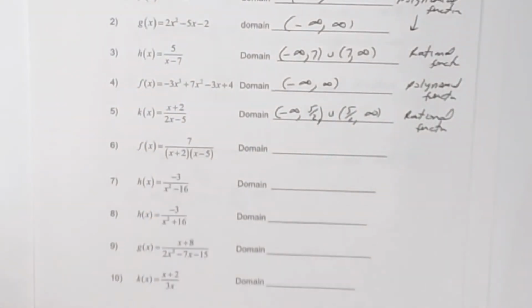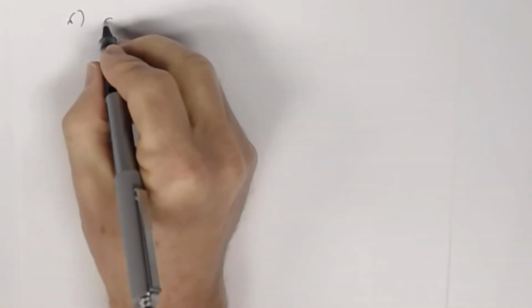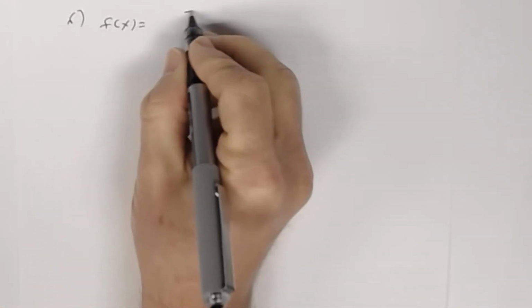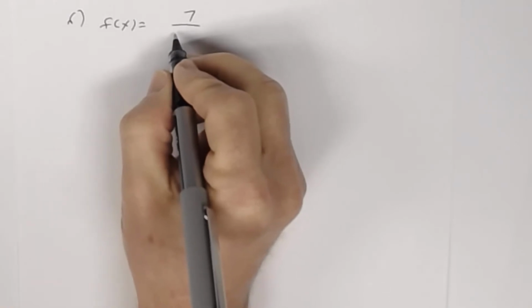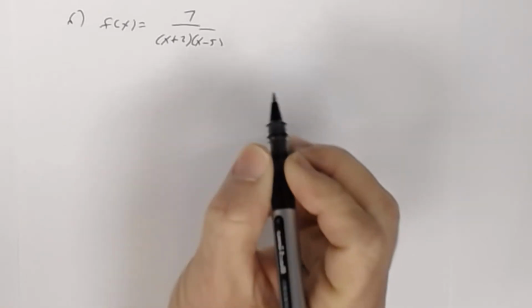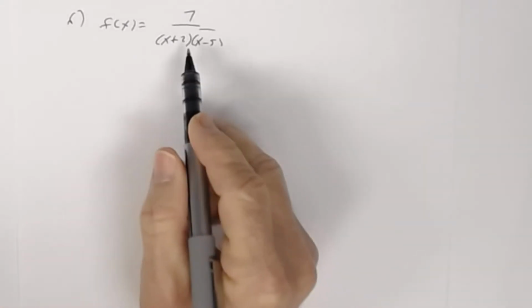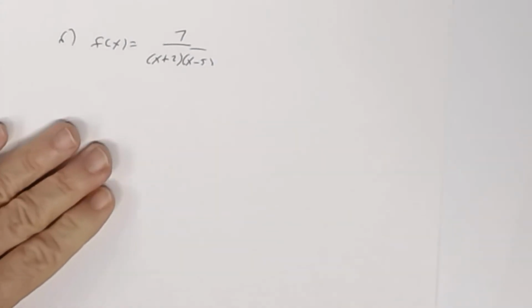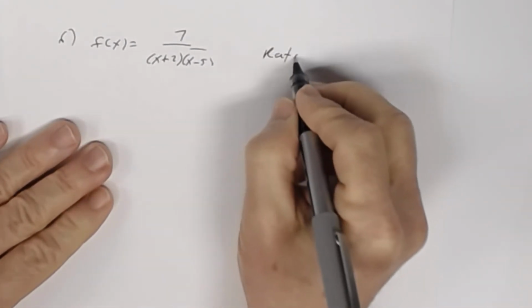Okay, number 6 is also a rational function. We have f of x is equal to 7 divided by x plus 2 times x minus 5. Okay, and so this is already being factored for you. So it's a rational function.